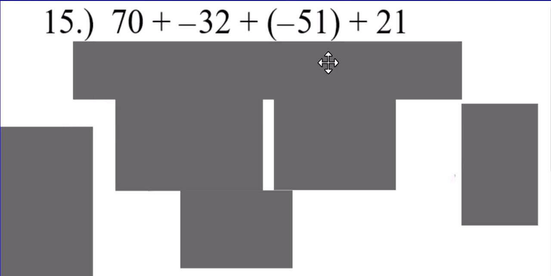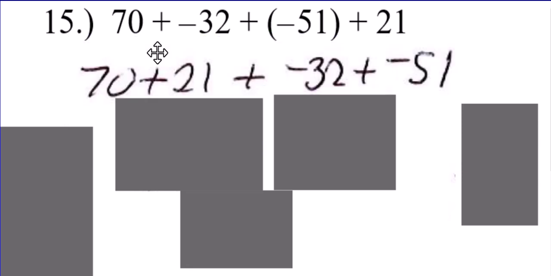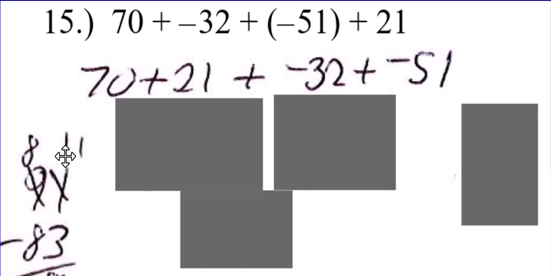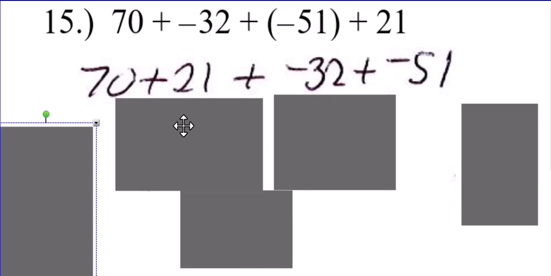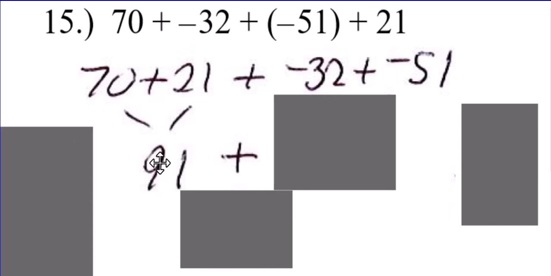Problem number 15. Positives and negatives. I would switch the order, getting the positives next to each other and the negatives next to each other. Now, I don't care which side you put the positives on and which side you put the negatives on. You could have it flip-flopped here. You could have the negatives on the left and the positives on the right, and that would be fine. Positive plus a positive, that's, spoiler alert, 70 plus 21. This was pretty easy to do mentally.